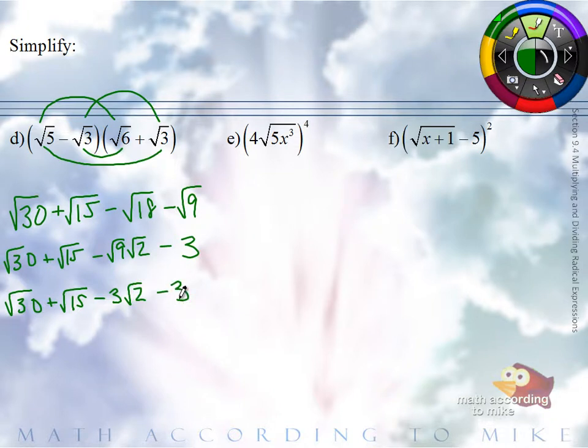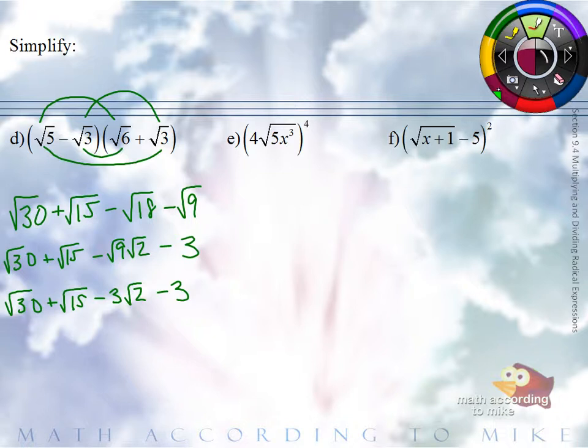So now the operation was multiplication, and we're down to adding and subtracting. Do we have like terms? Nope. We don't have the same index and radicand. That's the answer. It's not pretty. You could, but there's really no point.